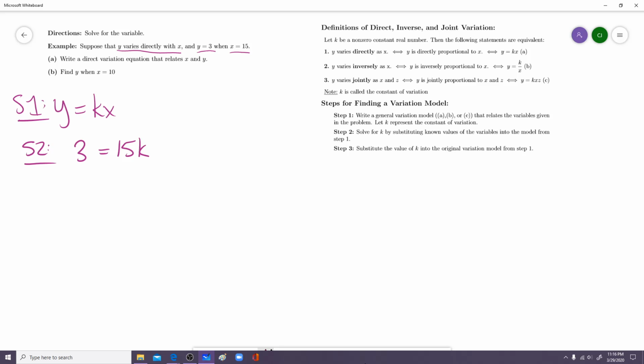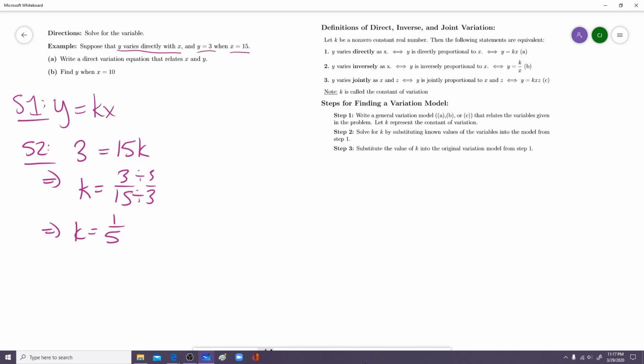Right? So now what do we do? We're just going to solve for k. How do we do that? We're going to divide both sides by 15. This gives us 3 over 15. However, we can reduce it. So if we divide top and bottom by 3, what does that give us? This gives us k is equal to 1 over 5.